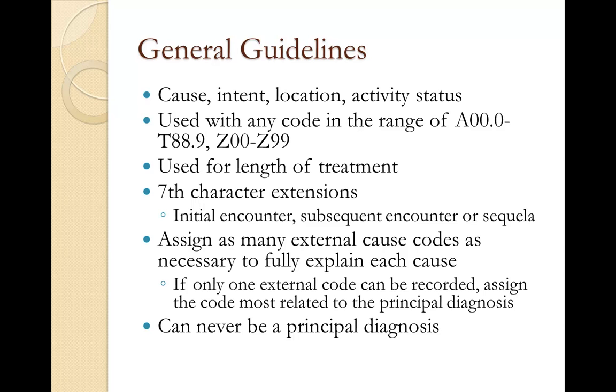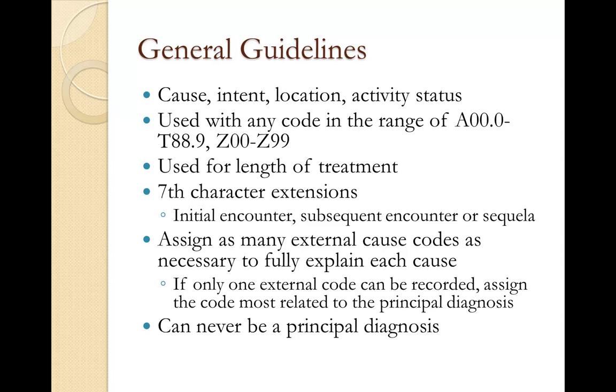So now we have 7th character extensions to indicate that it's either the initial encounter or subsequent. We also can indicate sequela. These 7th character extensions look very similar to those out of the injuries chapter. Initial encounter is typically a letter A, subsequent is typically a letter D, and sequela is typically the letter S. We're also going to assign as many codes as we need to fully explain it. Now, if for some reason we can only code one external cause code, then we want to code the one most related to the principal diagnosis.